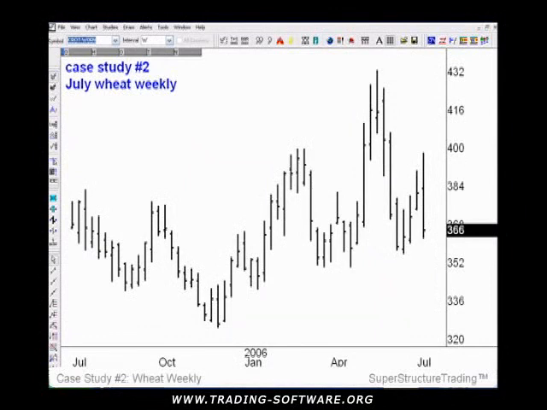Here's case study number 2, the July wheat weekly chart. We had a brief look at this particular chart in the double bottom chapter. Let's take a closer look at that particular bar. It broke above two pivot highs, this one and this one. This high is the high of a double bottom.